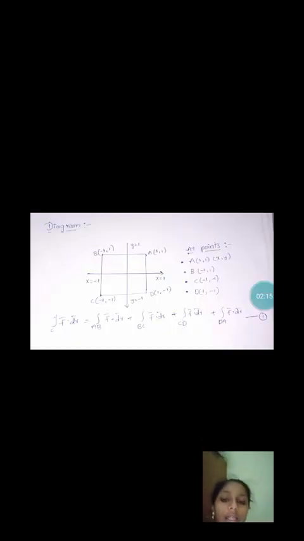These are the given limits, and since it is a square, the integral is the integration over AB of F bar dot dr bar plus integration over BC of F bar dot dr bar plus integration over CD of F bar dot dr bar plus integration over DA of F bar dot dr bar. We apply the limits and solve the problem.